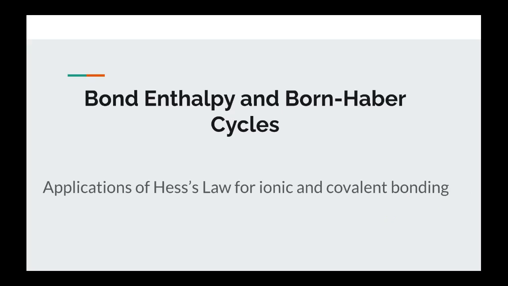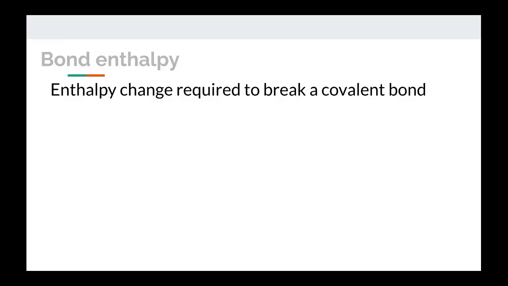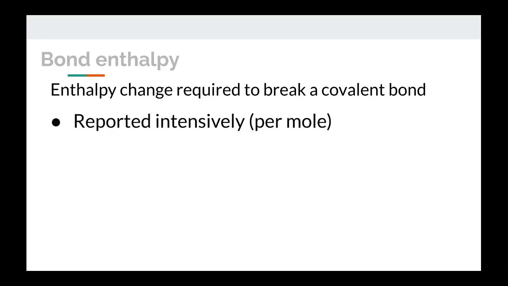This video is about breaking and forming bonds and how enthalpy is related to those processes. The first thing that we're going to talk about is probably going to be a little bit of a review for you, and this has to do with the enthalpy change that's required to break up a covalent bond. This is going to be reported in tables as an intensive property, so on a per mole basis, usually kilojoules per mole. And these are averages.